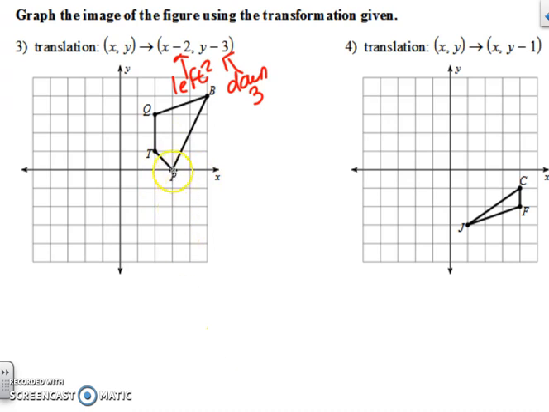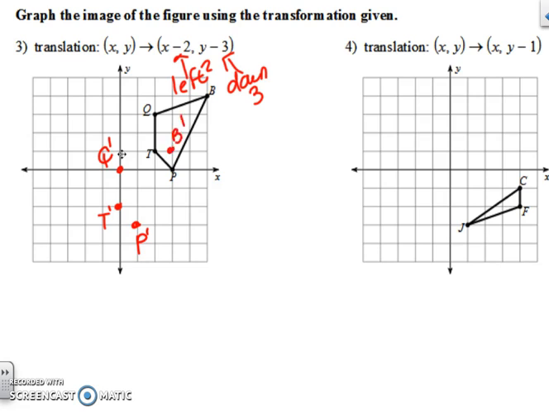So let's start with point P and go left 2, down 3, make a point. Now it's important that you call it P prime, okay? So then I'm going to take this point T and go left 2, down 3, and call it T prime. Lastly, Q, left 2, down 3. Right there. It's going to be called Q prime. And then B, left 2, down 3.